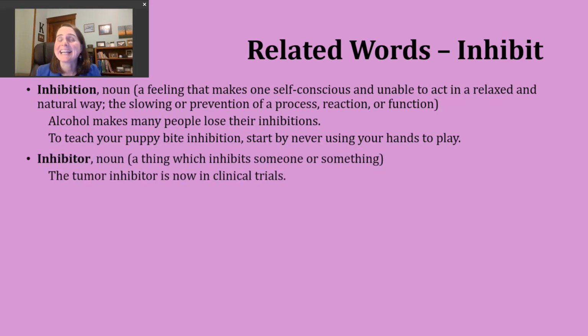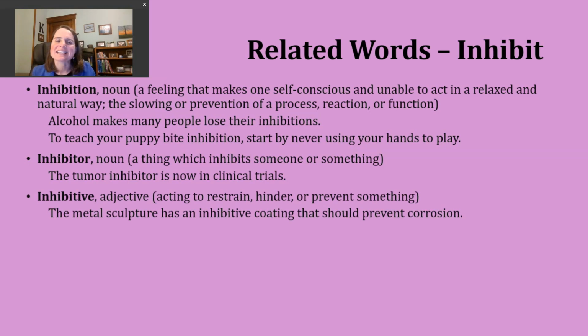Another word you might encounter is the noun inhibitor. This is referring to a thing which inhibits someone or something. So again, we're back to that prevention of something. So an example of how you might hear this used: the tumor inhibitor is now in clinical trials. Well, this is likely talking about some type of medicine that will prevent or maybe slow the process of a cancerous tumor growing and or spreading.